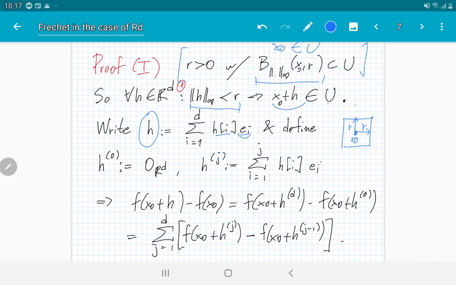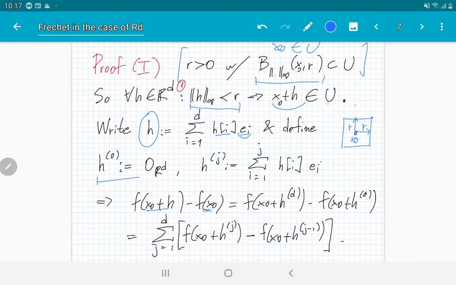As I said, we want to compute f of x0 plus h minus f of x0. But I need to change the coordinates one at a time. When I go from x0 to x0 plus h, I'm potentially changing all the coordinates of x0 at once. So I want to do it one at a time. I'm going to define a sequence of vectors that are like h, but change one coordinate at a time.